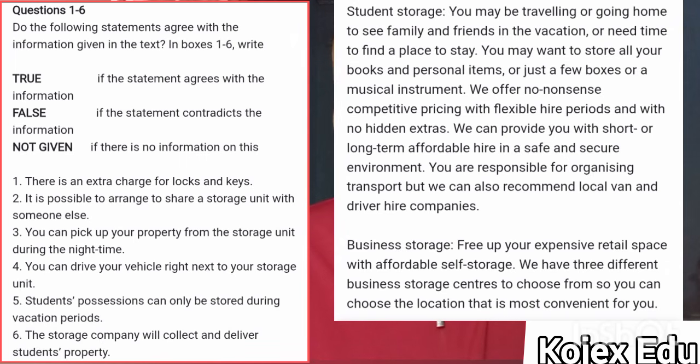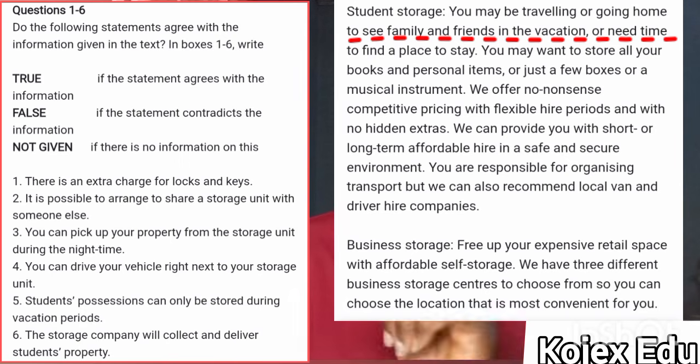So there's something they said. You may want to store all your books and personal items or just a few boxes or a musical instrument. So let's go back to question number 3 now. It is possible to arrange to share. It is not stated there. So we'll check the next, number 5. Students' possession can be stored during vacation period. It is true. Number 5, students' possession can only be stored.